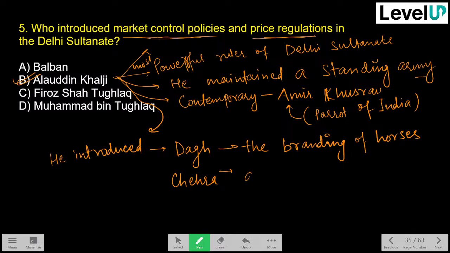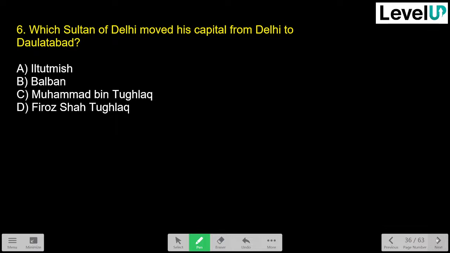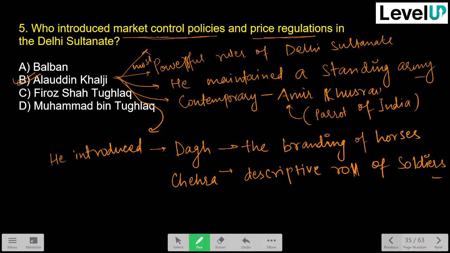And Chehra was a descriptive roll of soldiers. It is a numbering of the soldiers, like soldier number one, soldier number two. So it was a descriptive roll of the soldiers. Next. So you can write it. Next.